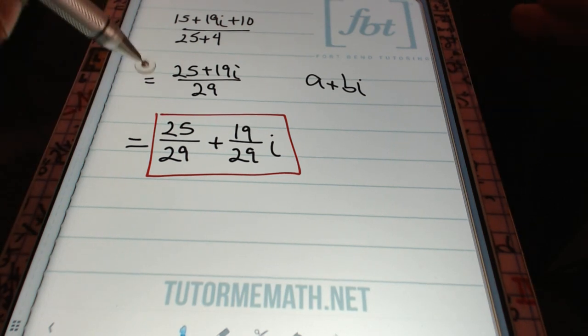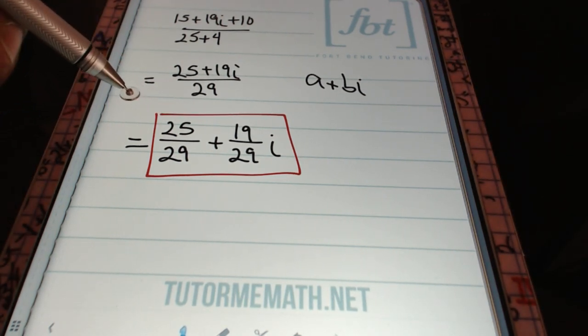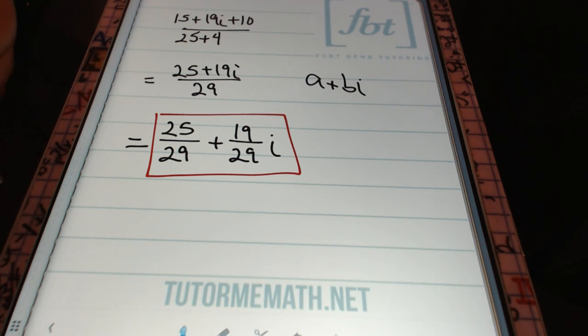If you need to see more examples of problems like this, guys, check out our imaginary and complex numbers video, as it covers more problems like the ones that you just saw right there.